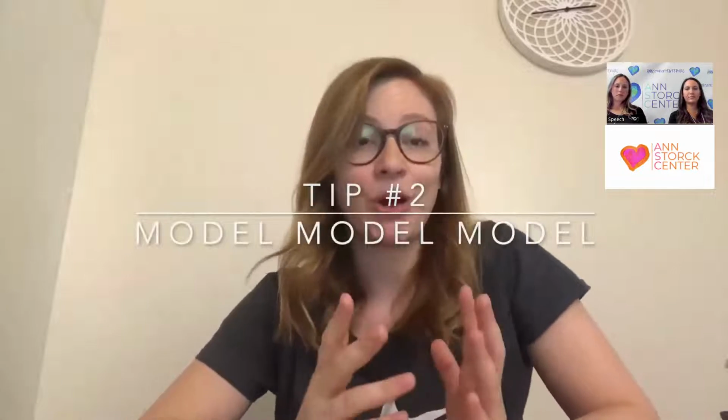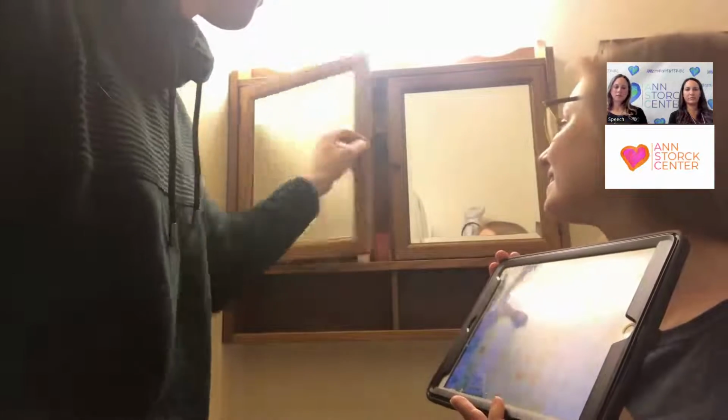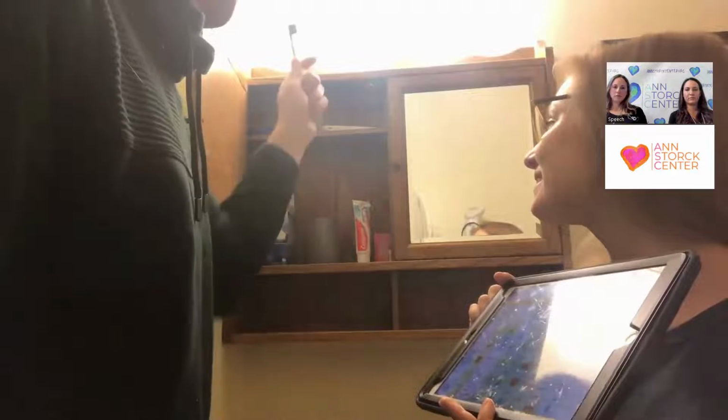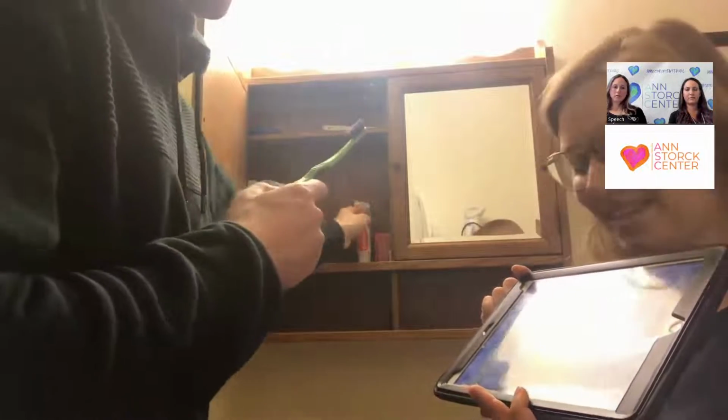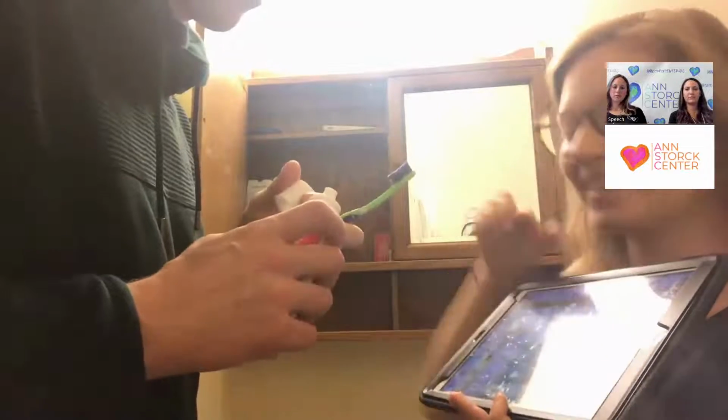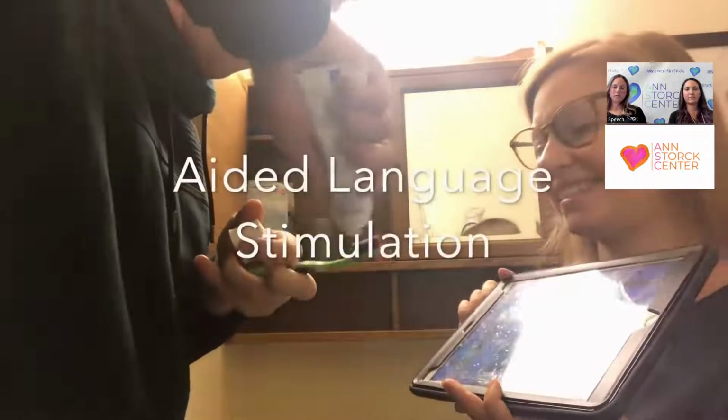My second tip is to model, model, model. As we know, children learn how to speak by hearing their parents and the other people around them speak all the time. It's the same with AAC users. They also need to see what it looks like to communicate with an AAC system in their interactions with people. We can't just expect them to learn their AAC device without being shown how to use it. So how do we do this? By pointing to words when you talk with your AAC user. This is called aided language stimulation.